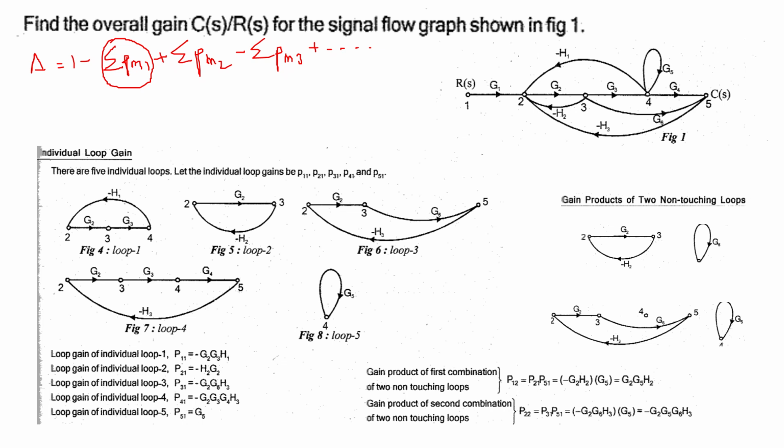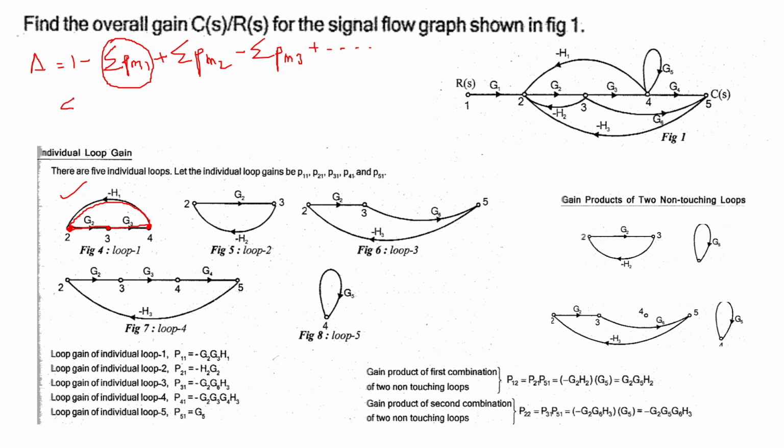Let us take an example. In the first figure given here, the signal starts from 2, goes to 3, then to 4, and comes back again to 2. So it starts from the node 2 and comes back to the same node 2 without passing through a single node twice. So this is considered as a loop. We call them individual loops. We have to find each individual loop, find its loop gain, and sum them. That is represented as sigma PM1.